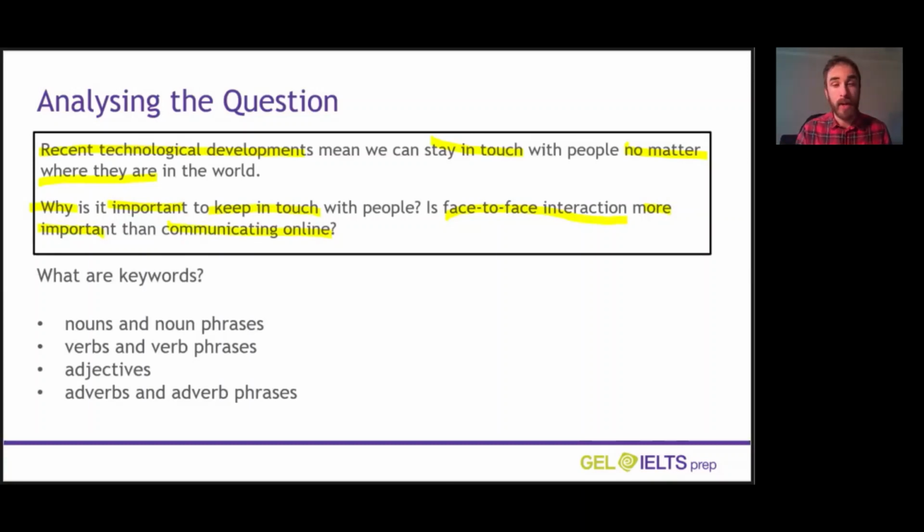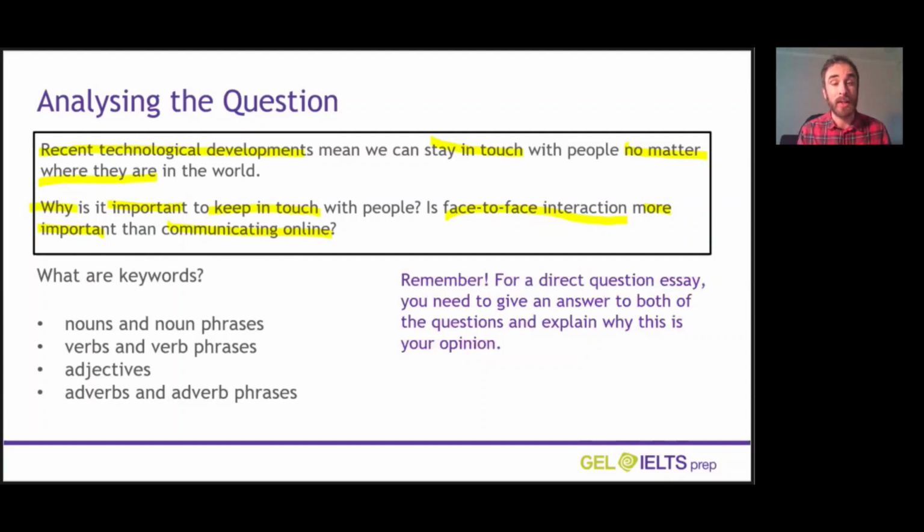Remember, for this type of question, we need to give an answer to both of the two questions there. First one, why, asks us to give reasons why it's important to keep in touch with people. The second one, is face-to-face interaction more important than communicating online? This is asking for your opinion, so you need to explain why this is your opinion.